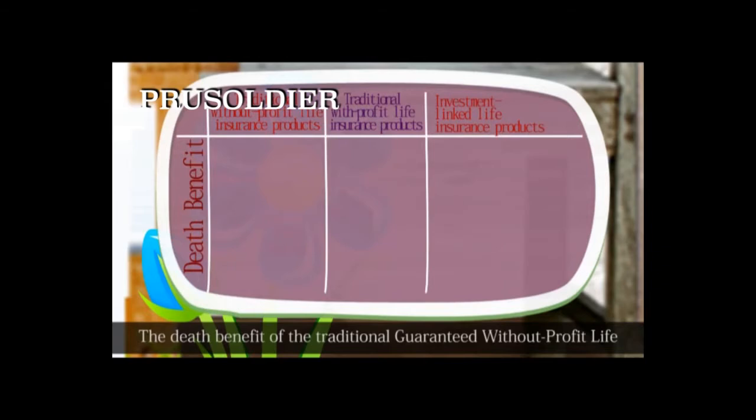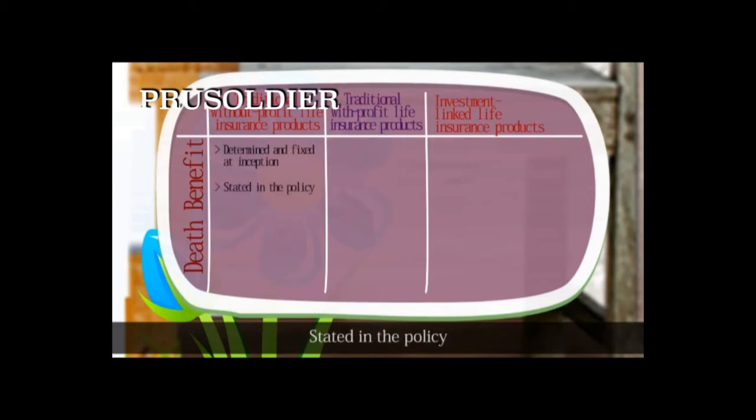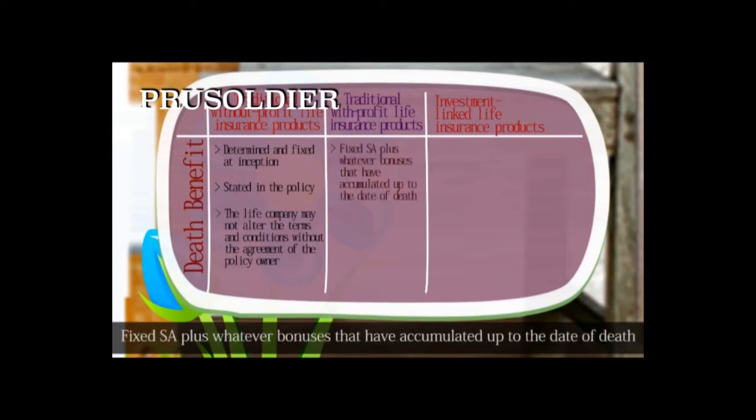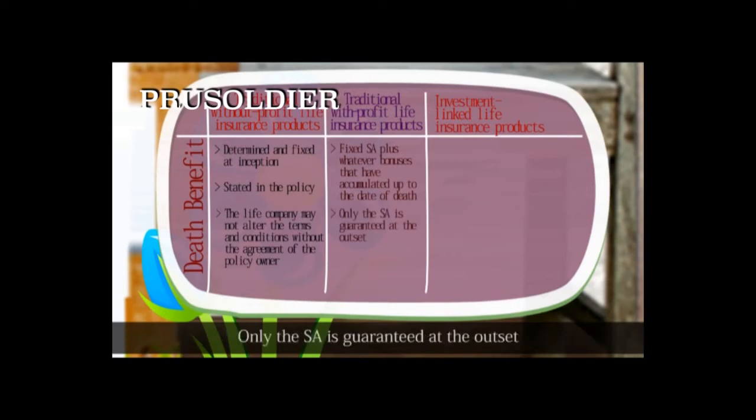The death benefit of the traditional guaranteed without-profit life insurance is determined and fixed at inception, stated in the policy. The life company may not alter the terms and conditions without the agreement of the policy owner. The death benefit of the traditional guaranteed with-profit life insurance has fixed SA plus whatever bonuses that have accumulated up to the date of death. Only the SA is guaranteed at the outset.